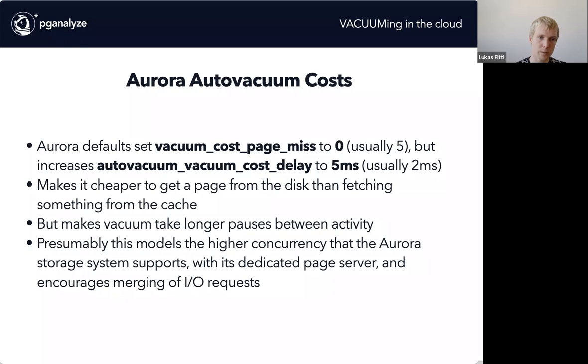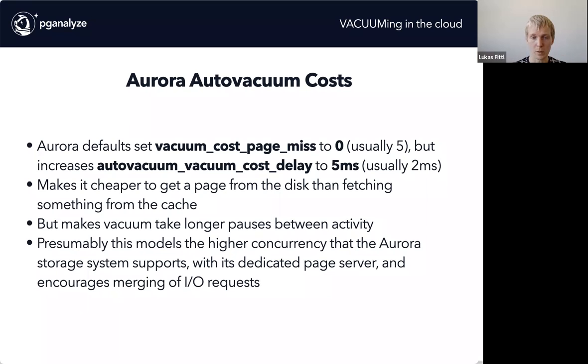Aurora defaults to vacuum cost page miss of 0 and a cost delay of 5 milliseconds. The page miss of 0 is very interesting, because usually the idea behind vacuum costing is that if something is not in cache, it's more expensive. So we need to penalize ourselves for it and slow ourselves down, which just reduces the I/O contention.